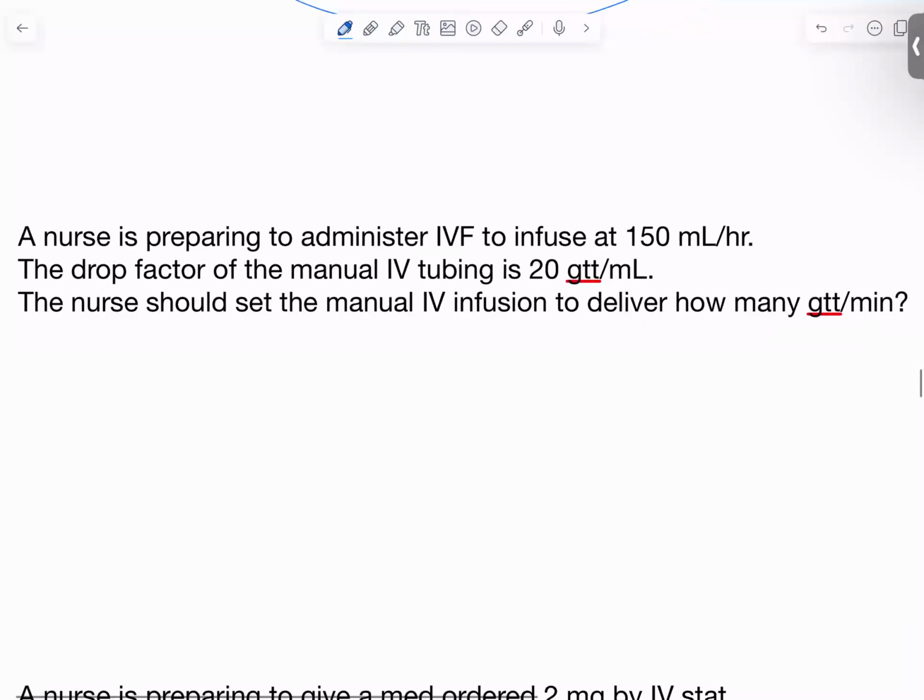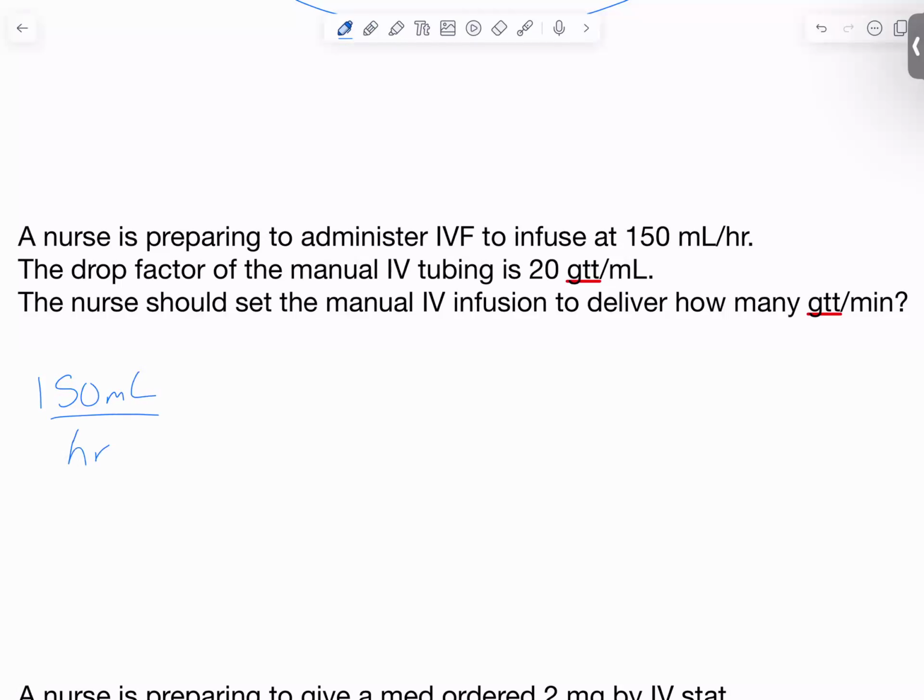The dreaded drops. Come on now, what are you worried about? The nurse is going to prepare to give an IV fluid at 150 milliliters an hour. The drop factor of the manual tubing is 20 drops. So let's say the pump failed. It could happen. I've seen the power go out or pump libraries break. So the answer is 50 drops a minute, because now you've got something running at 150 milliliters an hour.